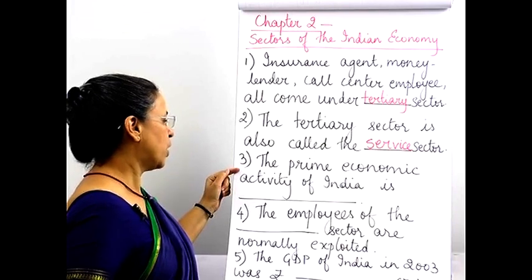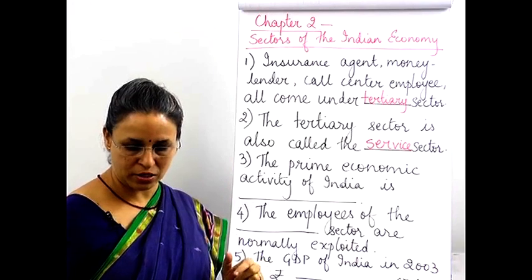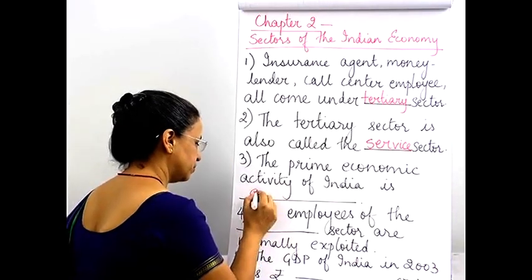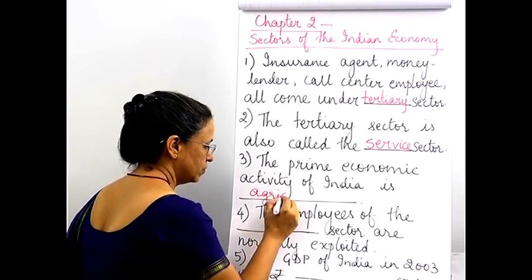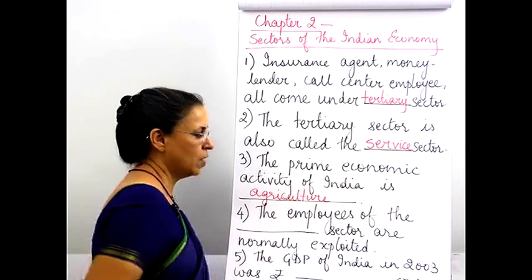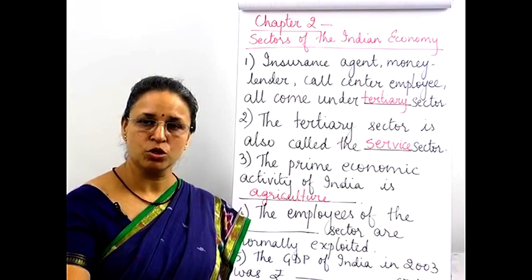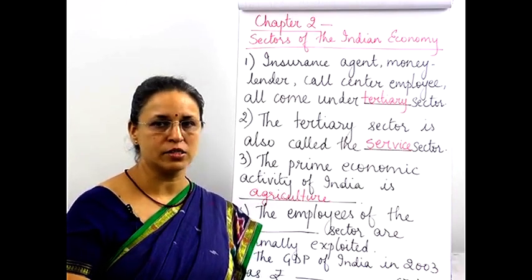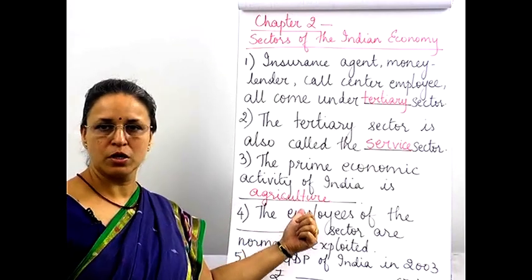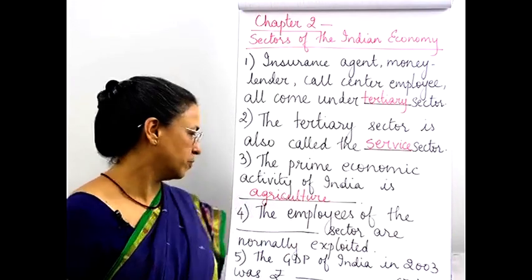Third, the prime economic activity of India. Now, what is the main activity in India? You will find that the main activity is agriculture. So that's why we call it a Krishi Pradhan Pradesh. That means the most important thing that is done in India is agriculture. Maximum people are involved in growing crops or fruits, vegetables. So they are basically in the primary sector.